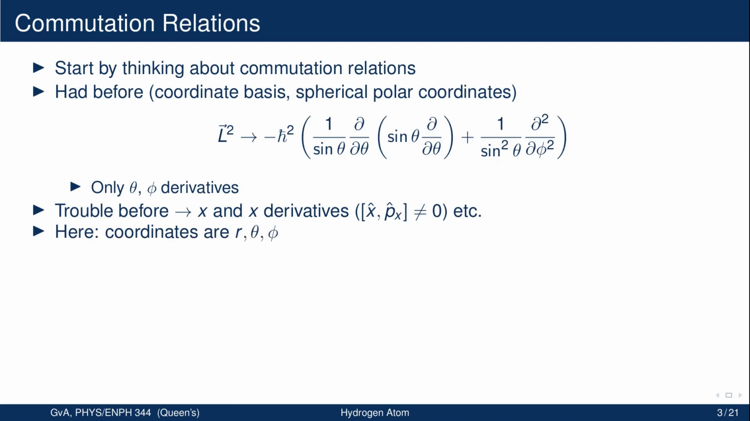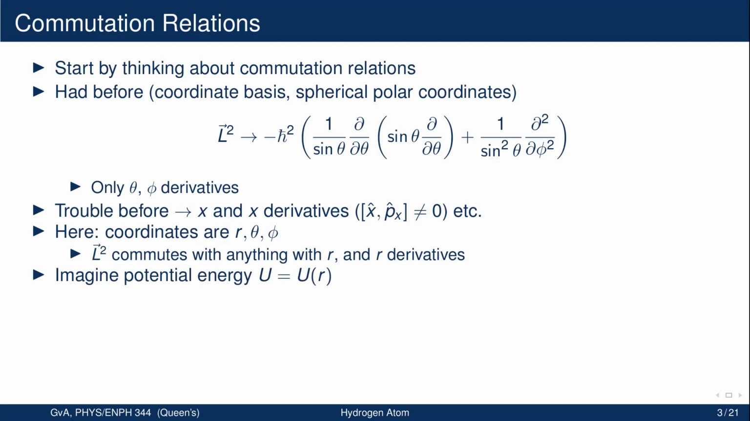Here, the coordinates that we're using are r, theta, and phi. The total angular momentum operator that we've written down here commutes with anything that involves only r and r derivatives because the total angular momentum operator involves only derivatives with respect to theta and phi.